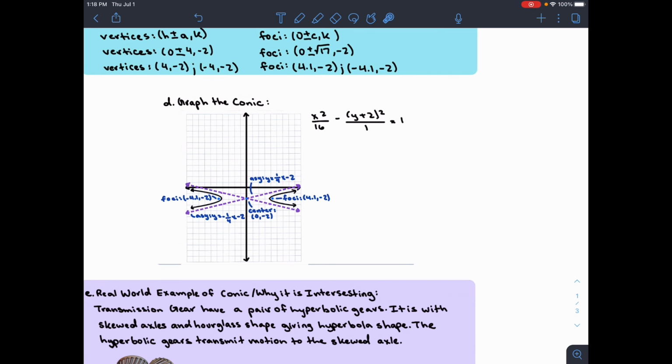So that is our graph with the asymptotes, the actual graph, and the foci. And yeah, that is our graph.